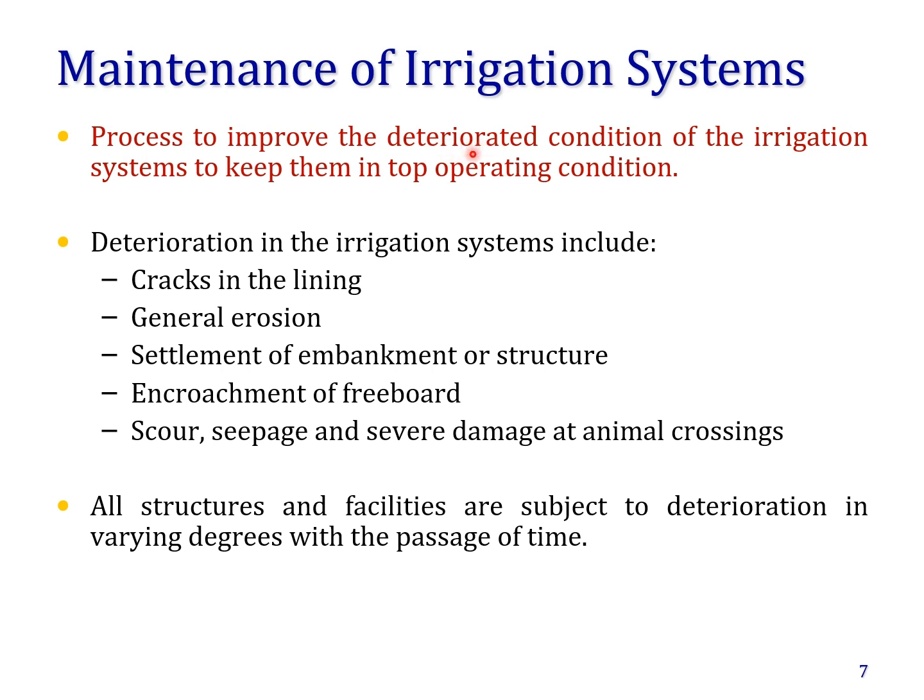And what deteriorations can happen in the canal? For example, there can be cracks in the lining, general erosion because the water flows, it takes soil with it, settlement of the embankment or structures, for example, the canal head regulator or the structure at the fall or an outlet. Then there can be encroachment of the freeboard, scour, seepage, sway damage at the animal crossing. All these are the potential problems which can happen in our canal system.